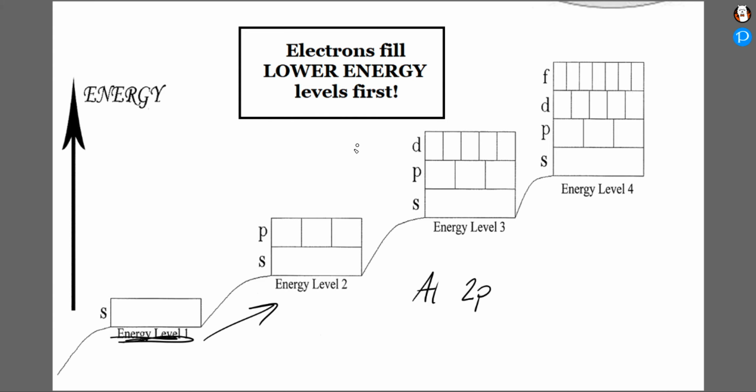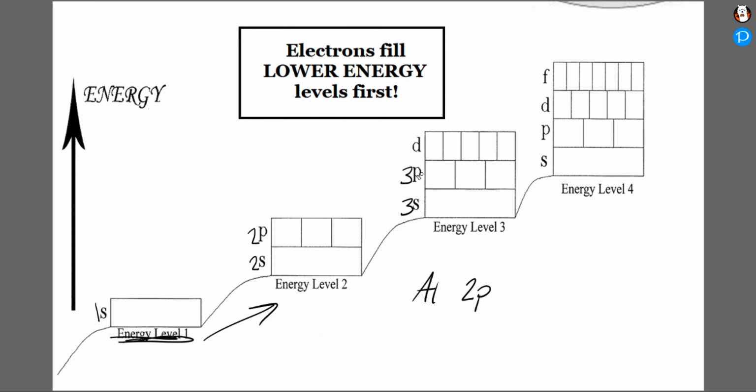Now the tricky thing is once you start getting higher and higher, the electron configurations become more and more complicated. So for example, if you look here, we start at 1s in the first energy level, and then the next highest energy level is 2s, and then 2p, and then after that 3s, and then 3p.